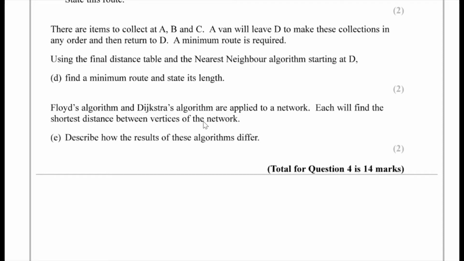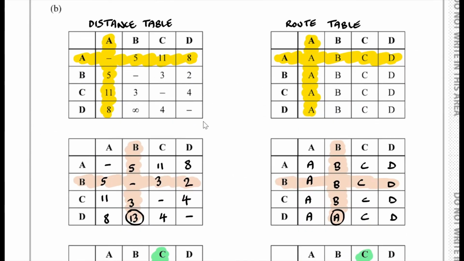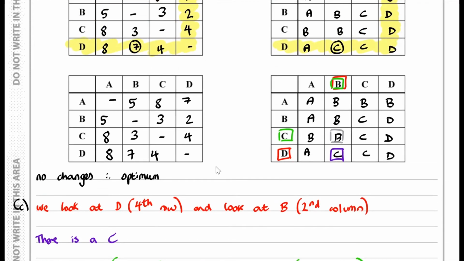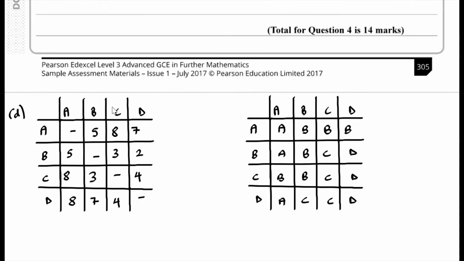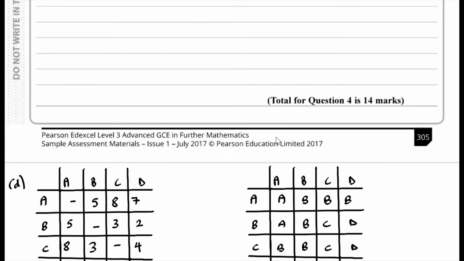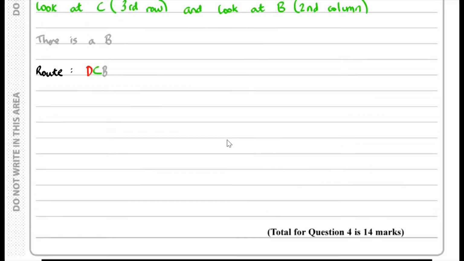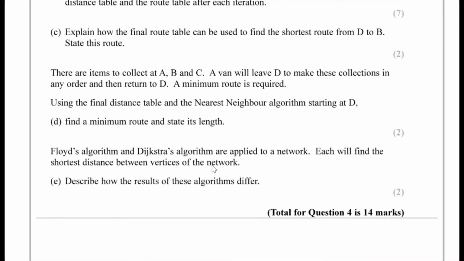So the first thing we need to do is, well, I think it would help if over here we take a look at this final table over here. Okay. So I've just copied out those tables from here just to give myself a bit more room. And if you go back to the question, it says something about starting at D and finishing at D. And we have to use the nearest neighbour algorithm.